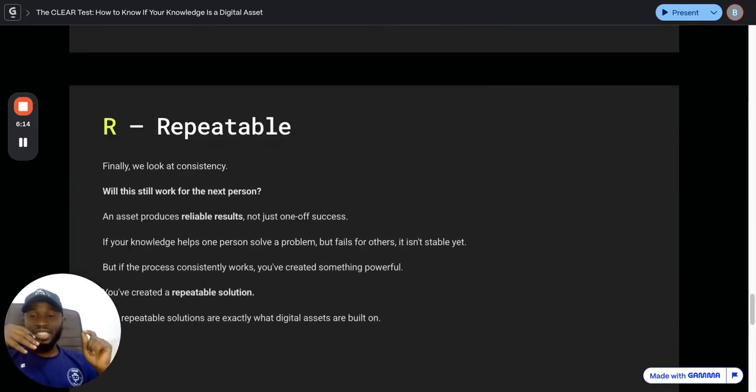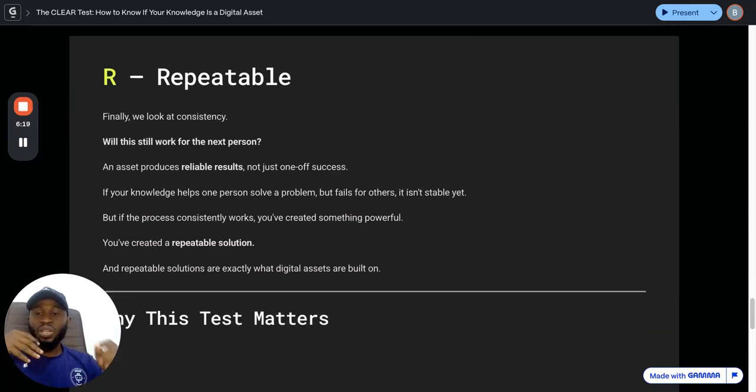Now, the R stands for repeatable. Finally, we look at consistency. Will this still work for the next person? Be it in 10 years, in 5 years. An asset produces reliable results, not just one-off success. If your knowledge helps one person solve a problem but fails for others, it is not stable yet. But if the process consistently works, you've created something powerful. You've created a repeatable solution. And repeatable solutions are exactly what digital assets are built on.